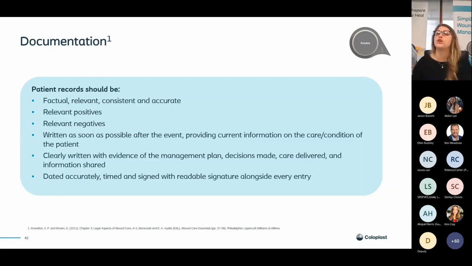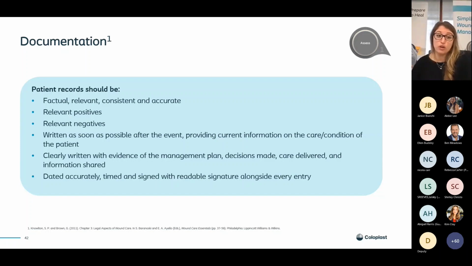So a relevant negative could be a patient that has got an ulcer on a foot, but actually that patient doesn't have diabetes. So that is a relevant negative. And it's really important that we know actually this patient doesn't have diabetes, so that might not be the cause of why that patient has got an ulceration on the foot. So then we can look at other reasons as to why that ulceration is there.